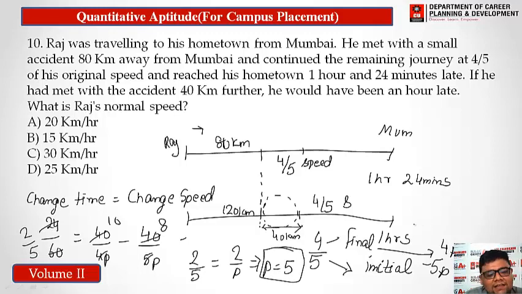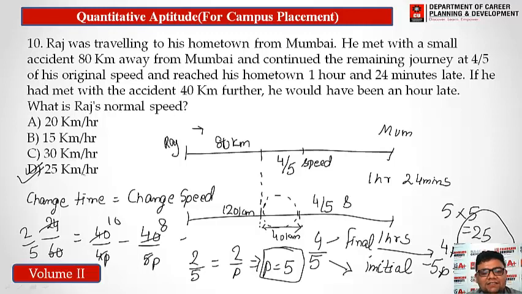So we can say that the speed, the normal speed we have to find, that is 5p. So 5 multiplied by 5, 25 kilometer per hour is our initial speed. This is our correct answer. So in this way you can solve this question, and this is the shortest way to find the answer for this question. Okay, other than this the question will be lengthy.